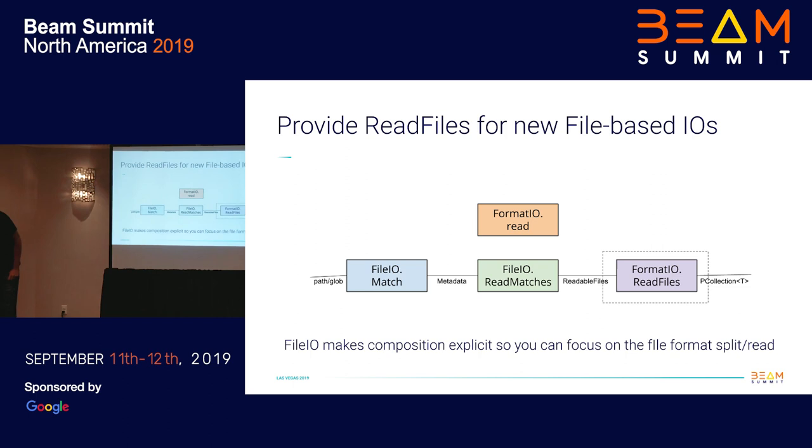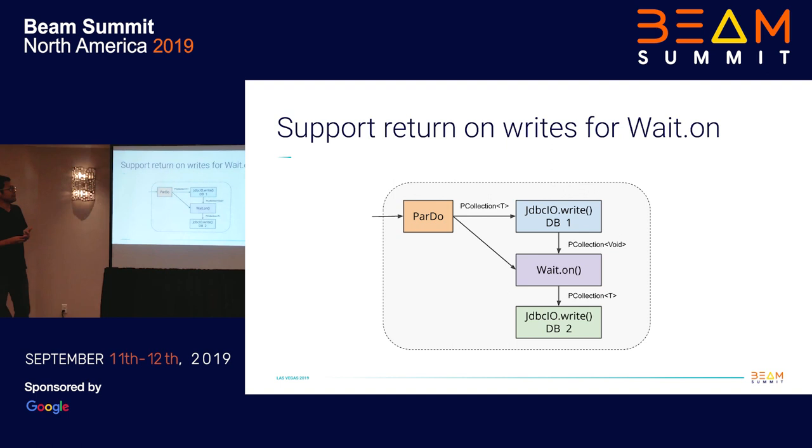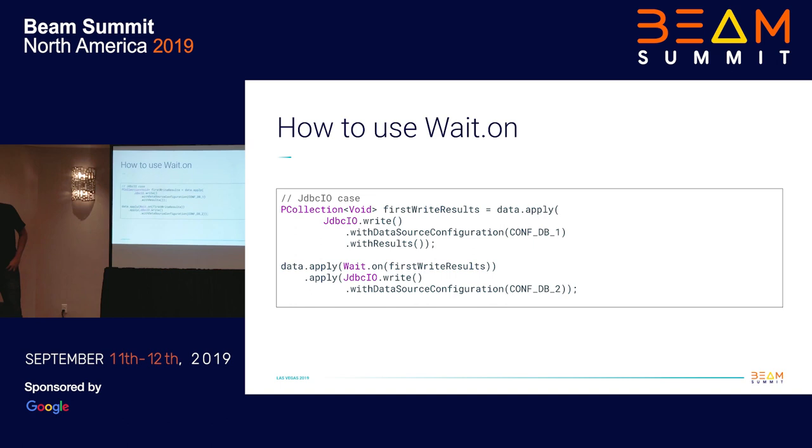The second pattern is the wait on pattern. The idea here is that if we are doing a write, we can signal that the write ended, and with this signal we can trigger a next step. So for example, imagine that you're writing with JDBC into one database, and you want to only write after everything has been written. So this is how you connect it. It's quite straightforward in the user part of the code. It's just defining a PCollection with a signal, and then you use wait on to trigger the next step of the transformation. So the second write, for example.